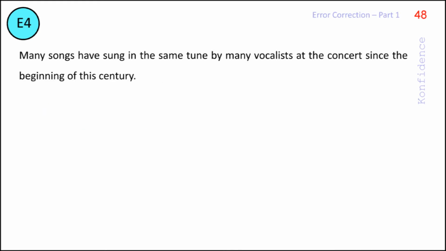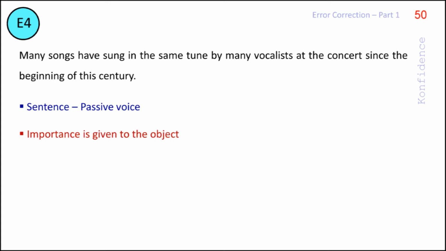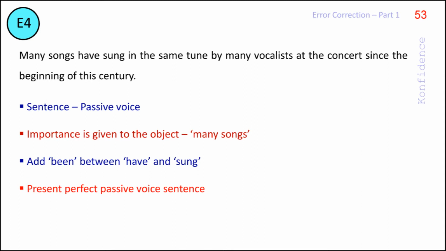If you read the fourth sentence, E4, with a little care, you can understand that it is a sentence in passive voice. The importance is given to the object, that is many songs, rather than the subject, many vocalists. But it is not properly written in the passive form. That is the mistake. Hence, we should add a been between have and sung to make it passive. A present perfect passive voice sentence will have a been after has or have.